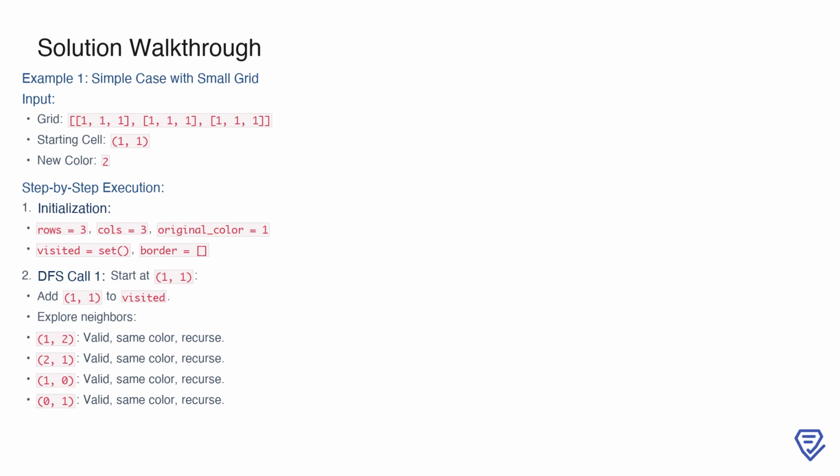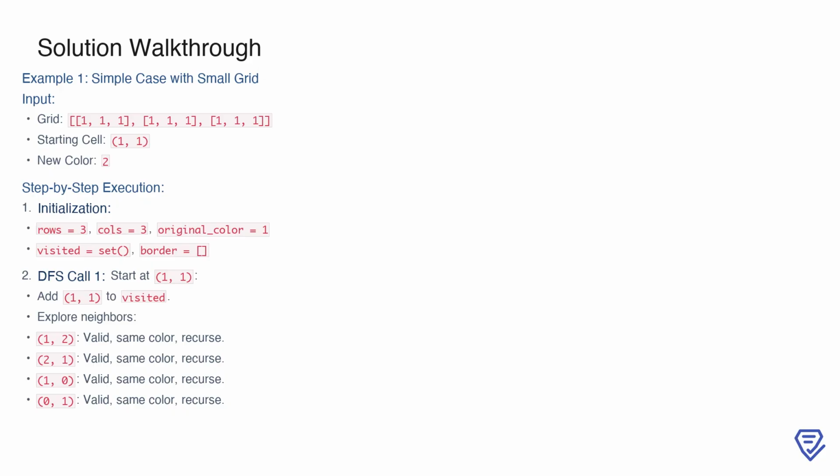Here, we start with a simple 3x3 grid where all cells have the same color, 1. The starting cell is at 1, 1, and we want to change the border of its connected region to the new color 2. First, we initialize some variables. Rows and cols are set to the grid dimensions. Original_color is the color of the starting cell, which is 1, and we create an empty set for visited to track explored cells and an empty list border to store border cells.